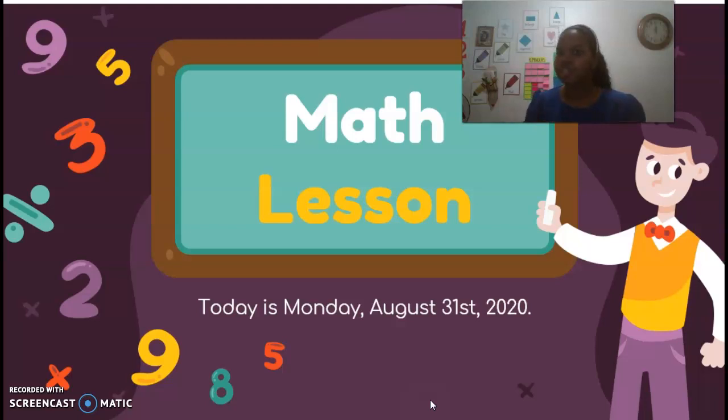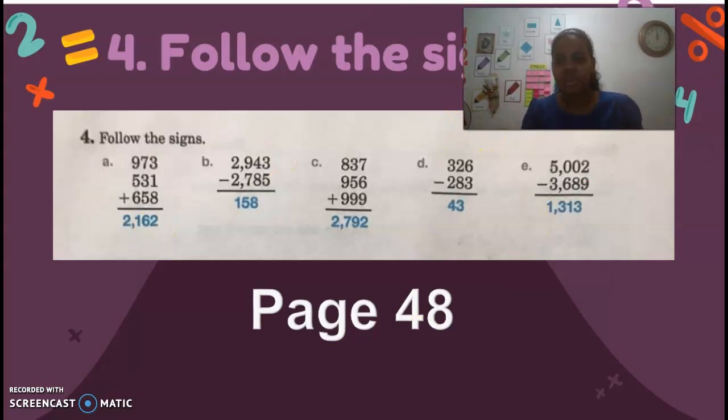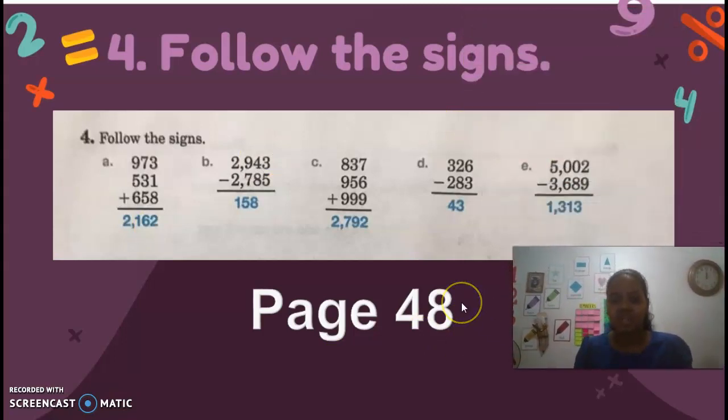Very good. So, what you're going to do today in your math class is that, as you remember, last week you had a homework on book page 48. You have to complete those exercises following the signs. What you have to do today is to check your answers in each one of the exercises. Check your answer in exercise letter A, B, C, D, or E.